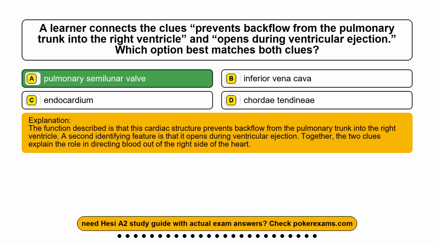The function described is that this cardiac structure prevents backflow from the pulmonary trunk into the right ventricle. A second identifying feature is that it opens during ventricular ejection. Together, the two clues explain the role in directing blood out of the right side of the heart.